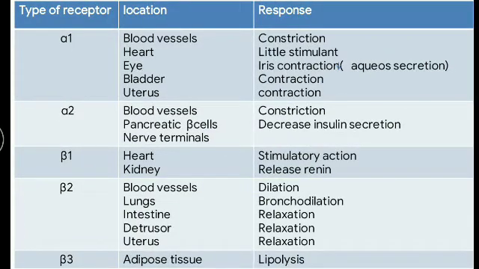Beta 2 receptors are present in the blood vessels, lungs, intestine, detrusor and uterus. It causes vasodilation, and in the lungs bronchodilation. In the uterus, intestine and detrusor, in all these organs there is relaxation. And beta 3 receptors are present in the adipose tissue, where they cause lipolysis.